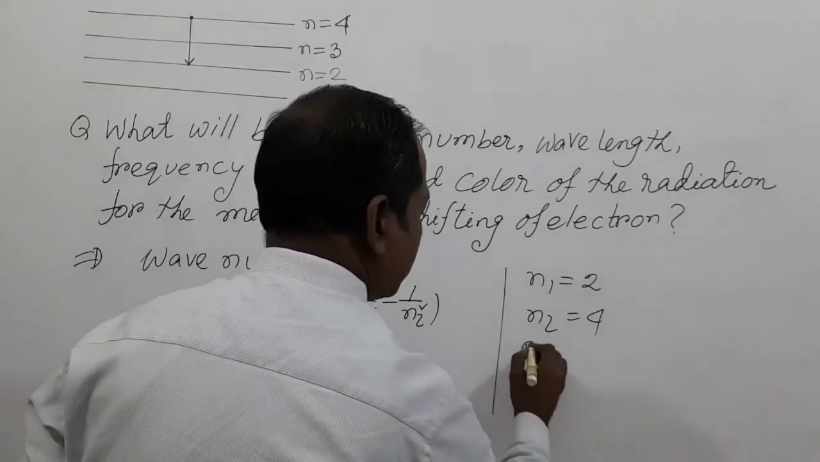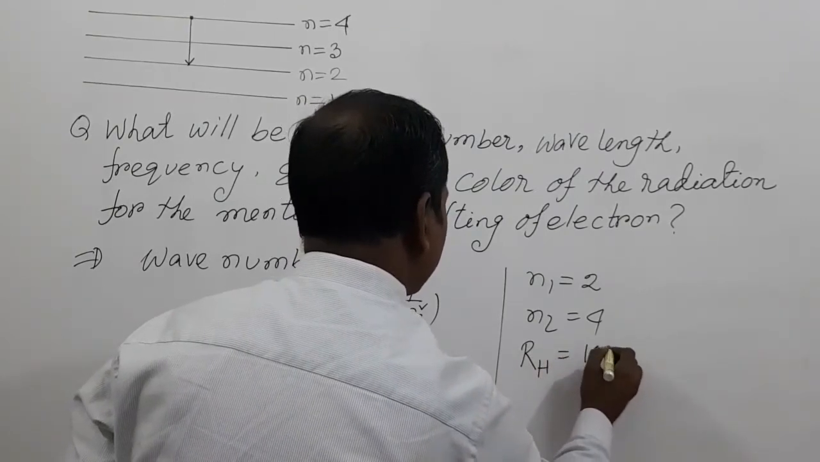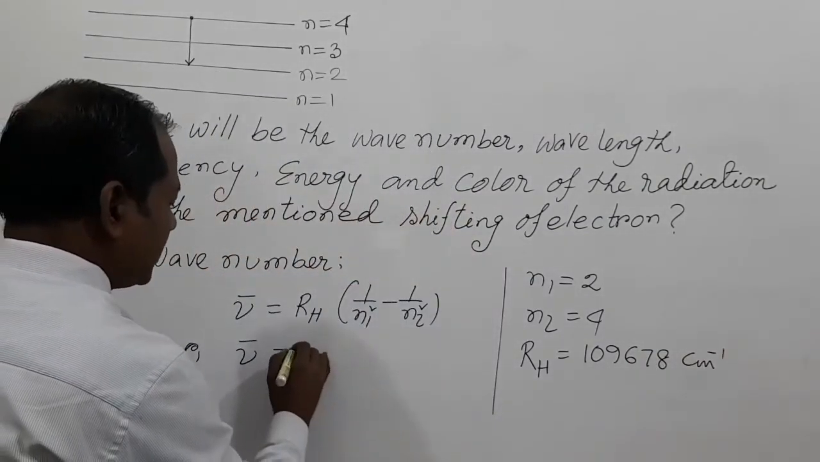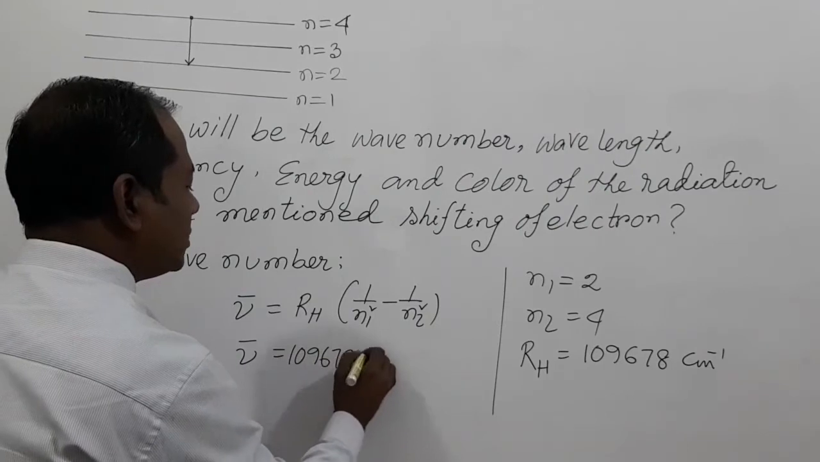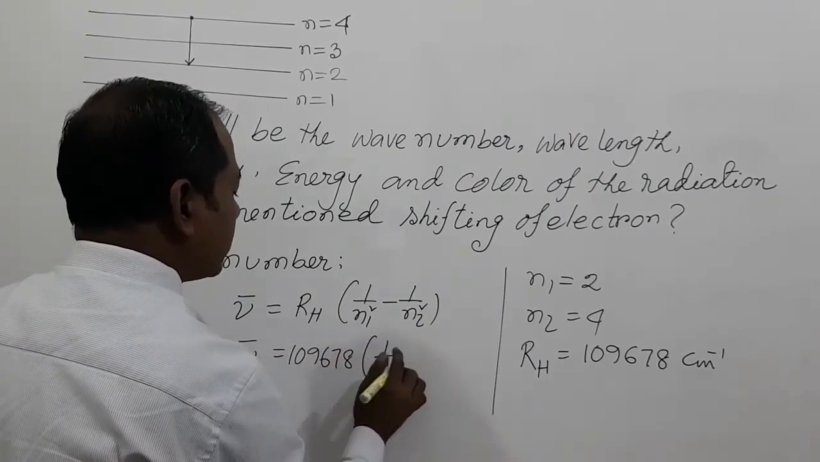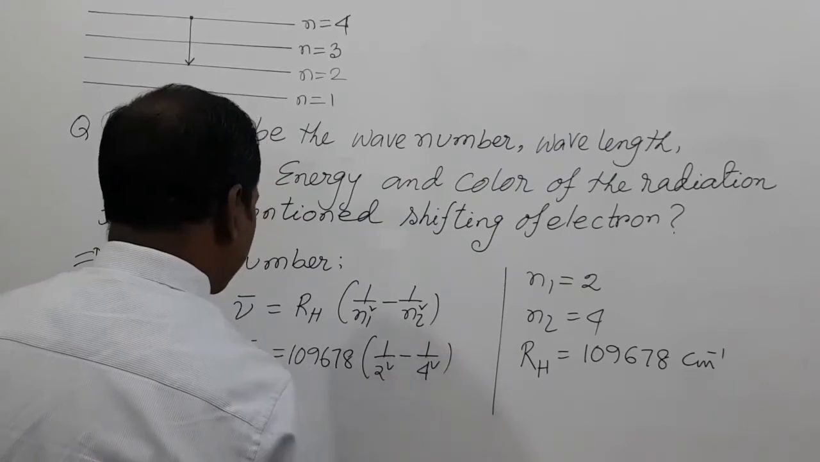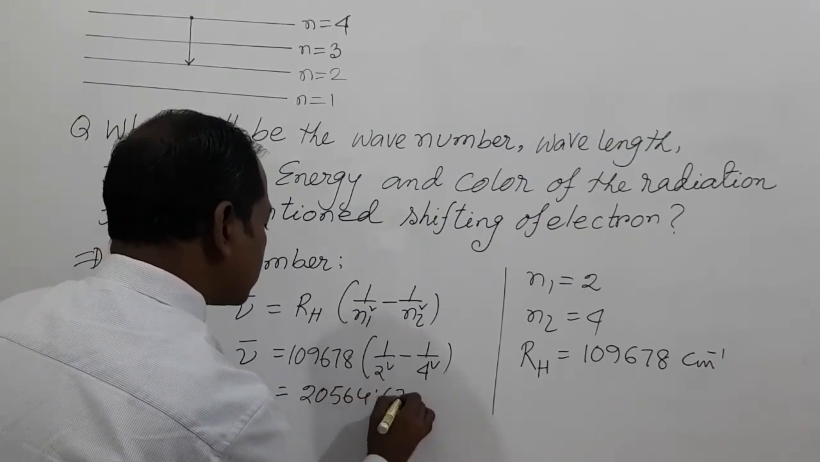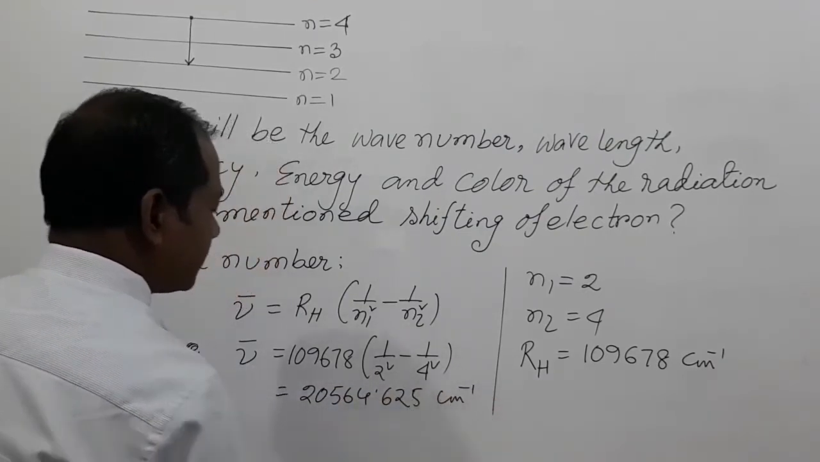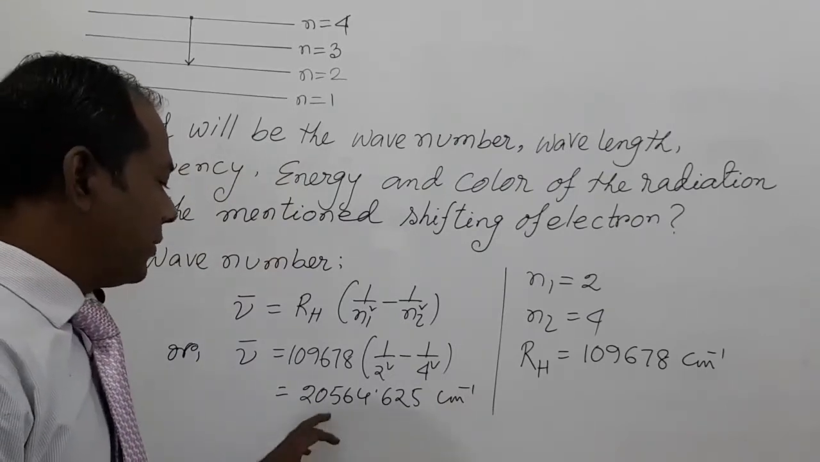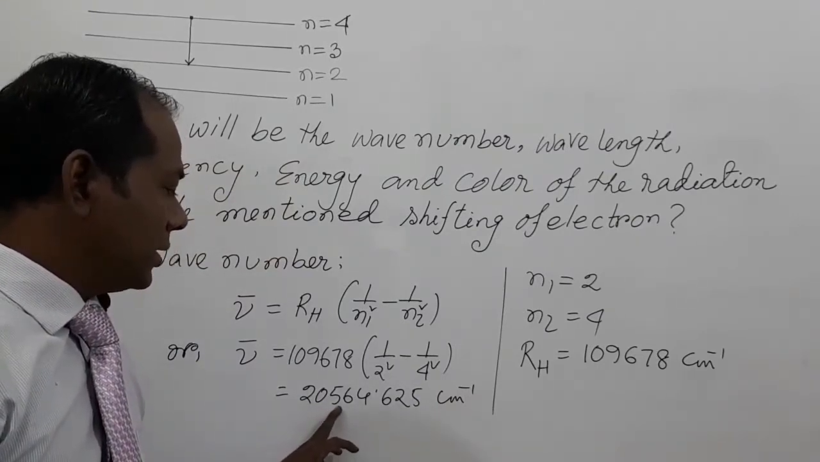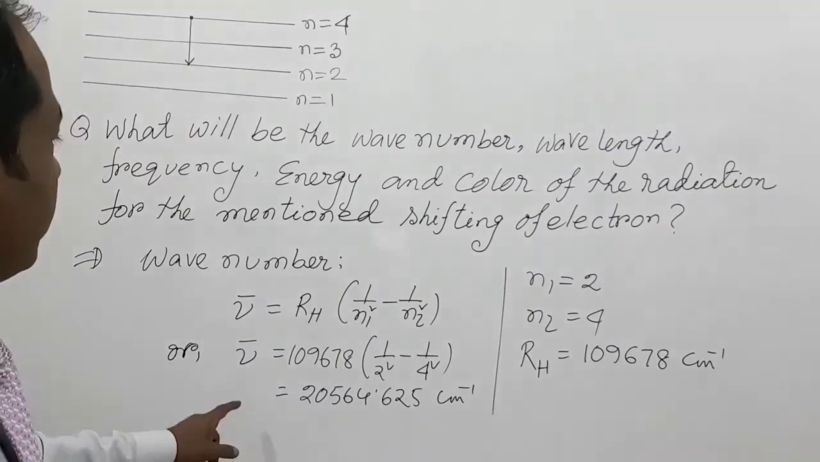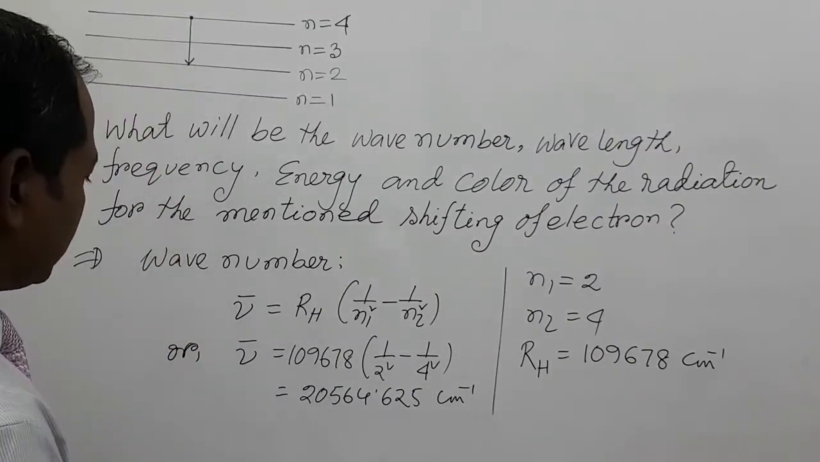The value of RH equal to 109678 centimeter inverse. So we write 109678 (1/2² − 1/4²), and we get the value 20,564.625 centimeter inverse. This is the wave number for this transition.